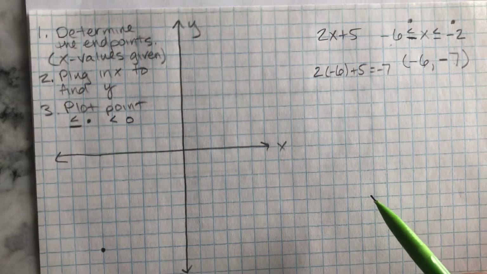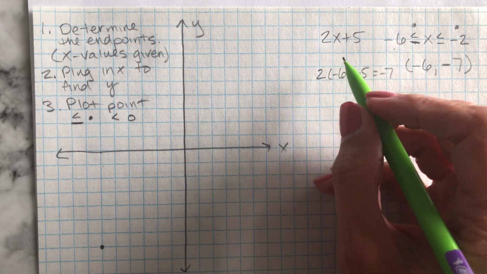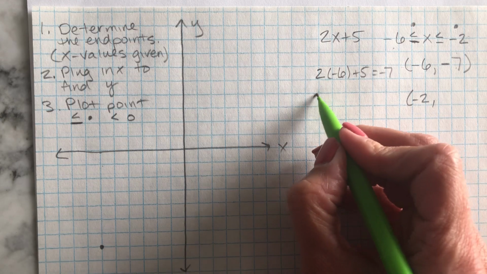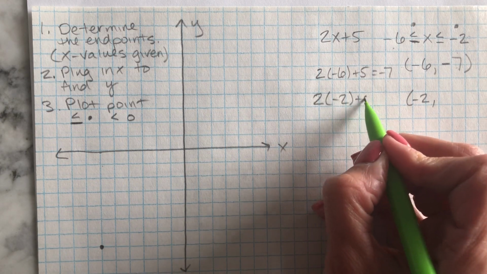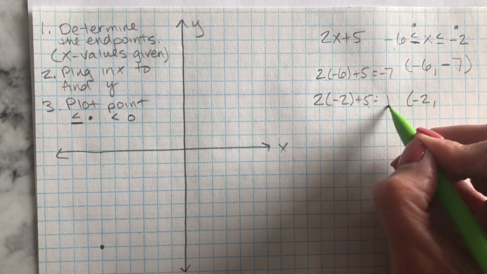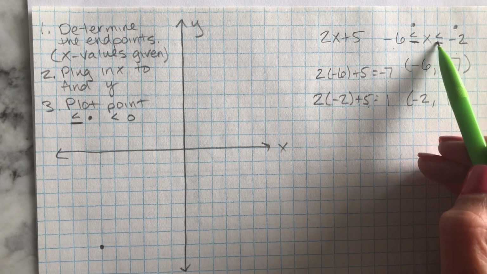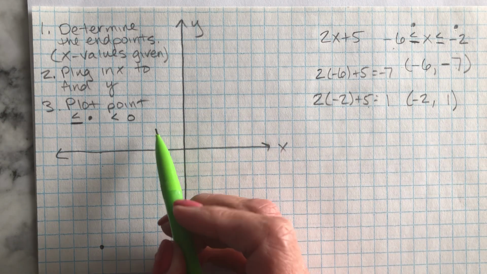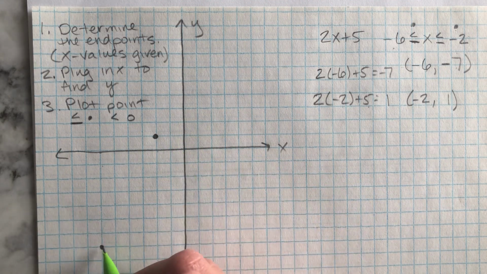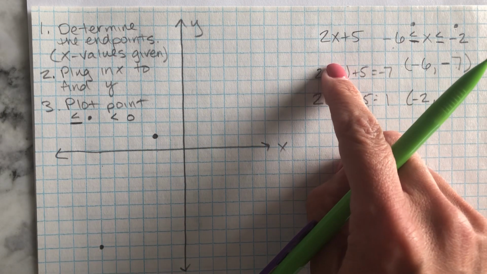All right, now we're ready to put in the next x value, -2. I'm going to find my y value for -2. So 2 times -2 plus 5, that's -4 plus 5, which is 1. I'm going to plot that, and again it's closed because of the or equal to. So -2, 1, it's right here. These are the ending points of my graph for this piece.